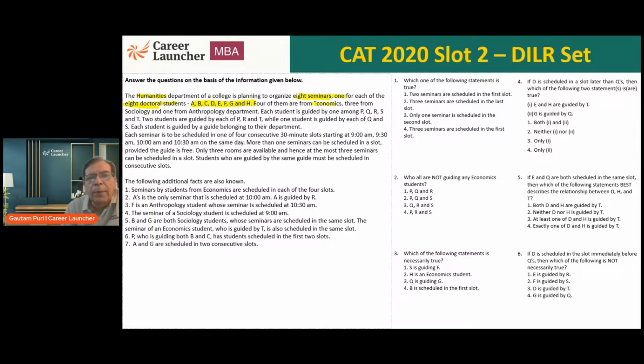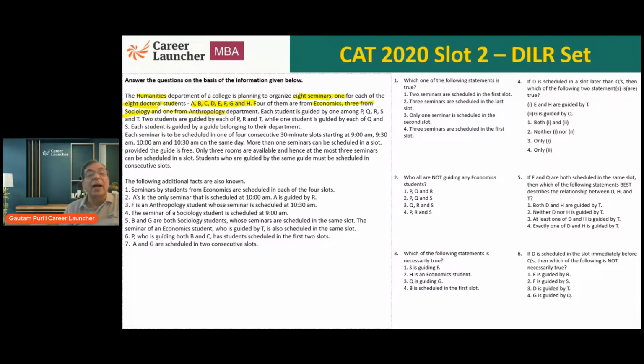4 of them are from economics, 3 from sociology, and 1 from anthropology department. So 8 students broken up into economics, sociology, and anthropology. Now, does this not mean you'll have to first of all find out where A, B, C, D, E, F, G, H, which student belongs to which department? The questions are likely to ask you about this.